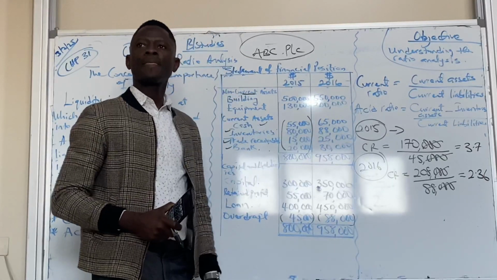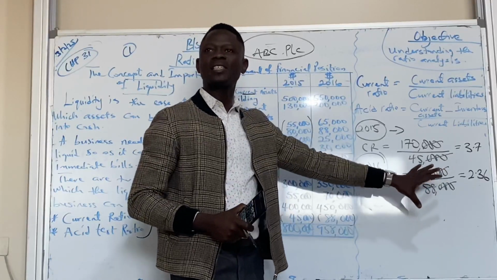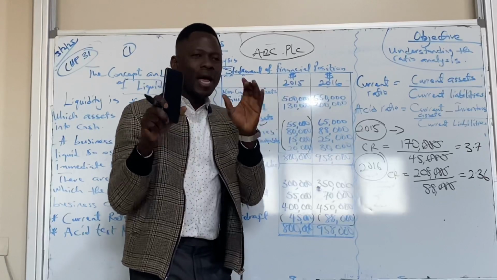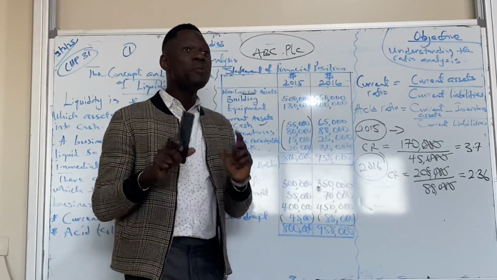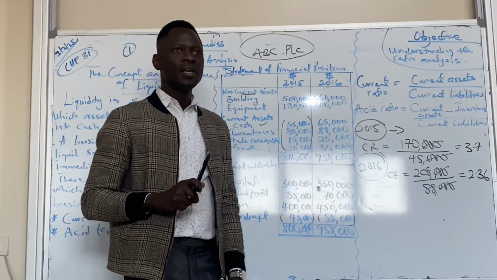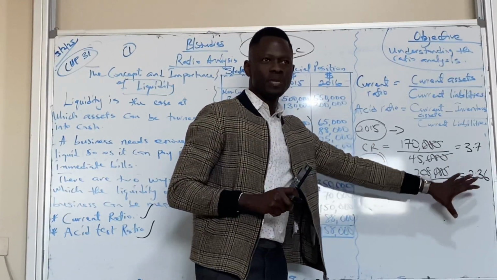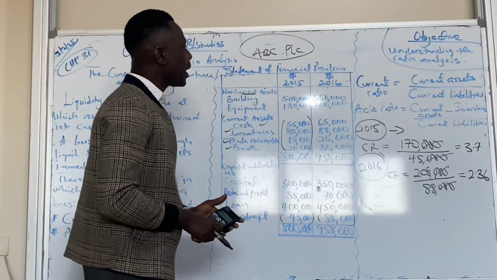Listen, how is it good? What does it mean? It simply means we are having more assets than liabilities. Because what we really need as a business is to have more assets than liabilities. If you are having more liabilities than assets, then it's a problem. Do you get the point here? So here, our current ratio is reducing, which means the business is doing well. Is it clear? Good. Then we have our acid test ratio.